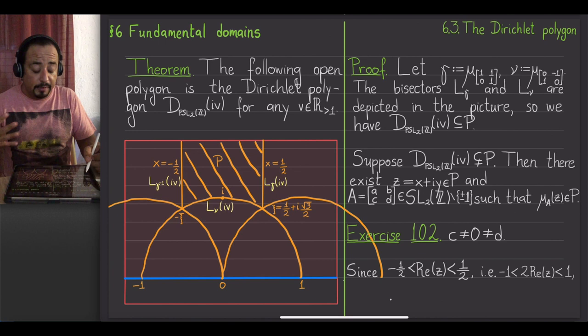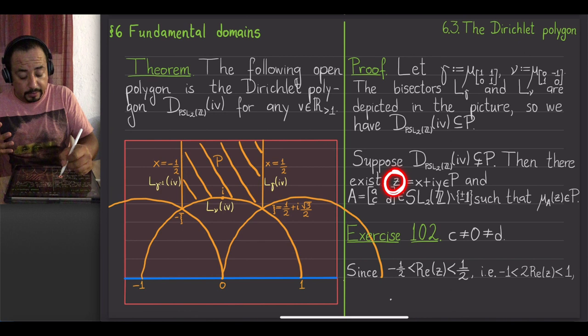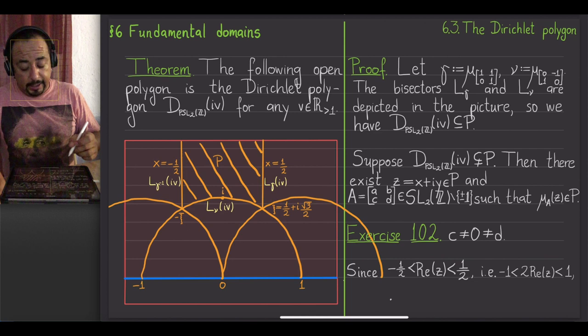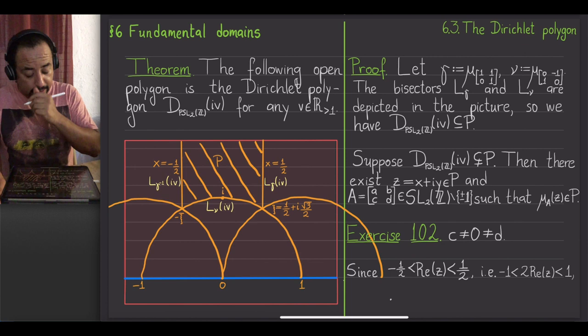But that's impossible because considering then mu A inverse, we can also show with the same argument that the imaginary part of this point is strictly smaller than the imaginary part of this point. So that's the contradiction we are going to obtain. Now, the definition of P implies that for this matrix, the lower entries are not zero. Neither of them is zero. And this I leave you as an exercise. It's not a hard exercise.